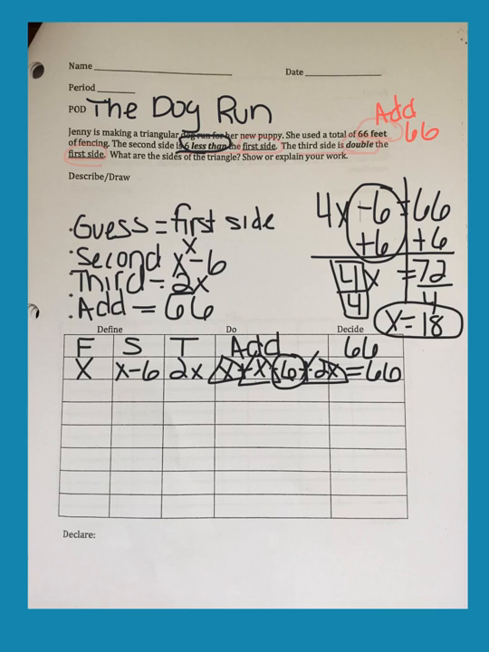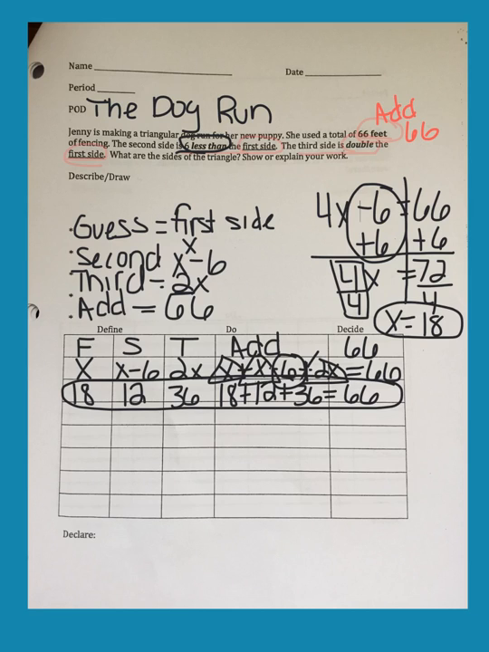So now I bring that over to my guess and check table, and I write the first side is 18. 18 minus 6 is 12. And 2 times 18 is 36. I add that together, and that equals 66. So that is correct.